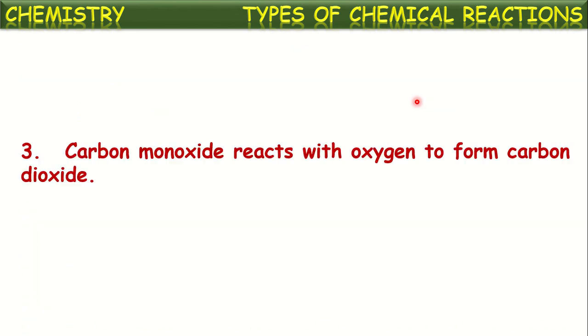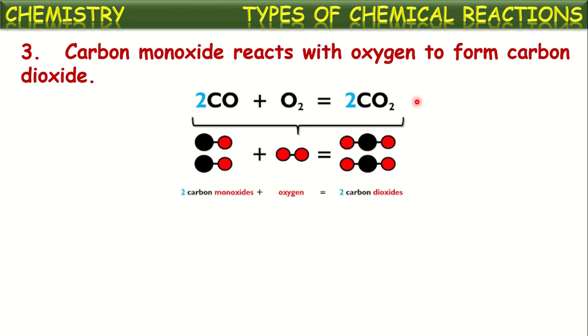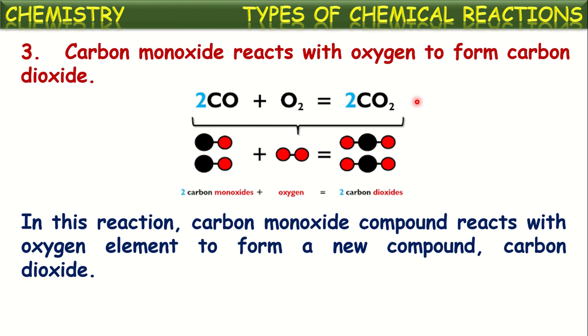Let us see another kind. Carbon monoxide reacts with oxygen to form carbon dioxide. So what's happening in this reaction? In this reaction, carbon monoxide, which is a compound, is combining or reacting with oxygen, which is an element, and forming carbon dioxide, a new compound. So here two substances are combining to form a new substance. So it is a combination reaction. In this combination, a compound and an element are combining to form a new compound.